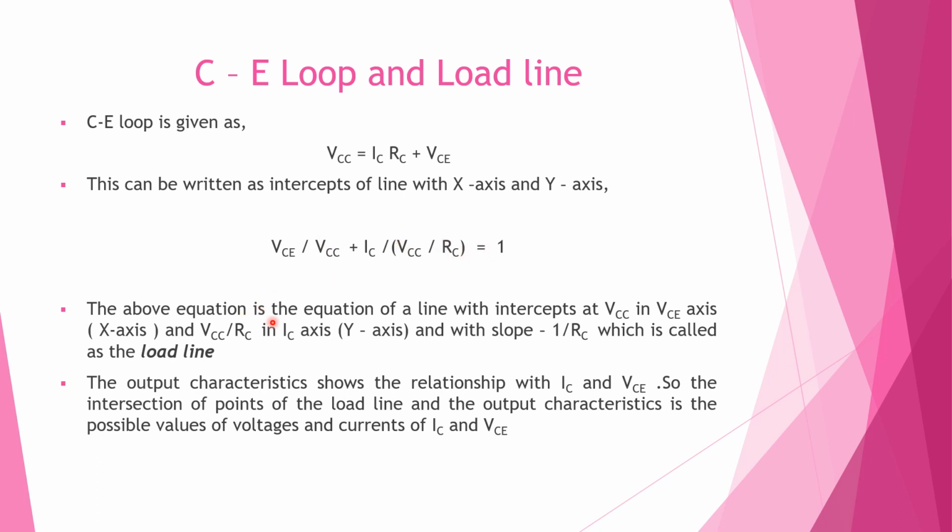So the above equation is the equation of a line with intercepts at VCC on the VCE axis and on the IC axis, and with slope minus 1 by RC, which is called the load line. The intersection of this load line and the output characteristics gives the currents and voltages in the output circuit. It is written here: the output characteristics show the relationship between IC and VCE. So the intersection points of the load line and output characteristics are the possible values of voltage and current, IC and VCE.